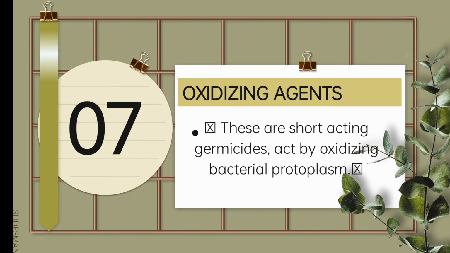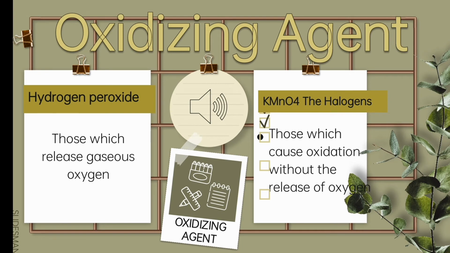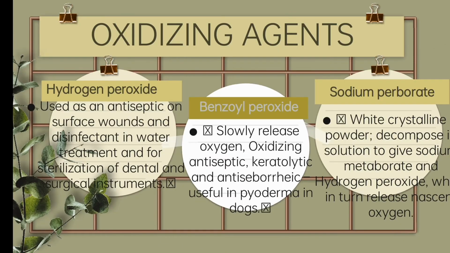Seventh, oxidizing agents. These are short-acting germicides, and they act by oxidizing bacterial protoplasm. Hydrogen peroxide: these are agents which release gaseous oxygen, while the halogens cause oxidation without the release of oxygen. Hydrogen peroxide is used as an antiseptic on surface wounds, as a disinfectant in water treatment, and for sterilization of dental and surgical instruments. Benzoyl peroxide slowly releases oxygen; it is an oxidizing antiseptic, keratolytic and antiseborrheic, useful in pyoderma in dogs.